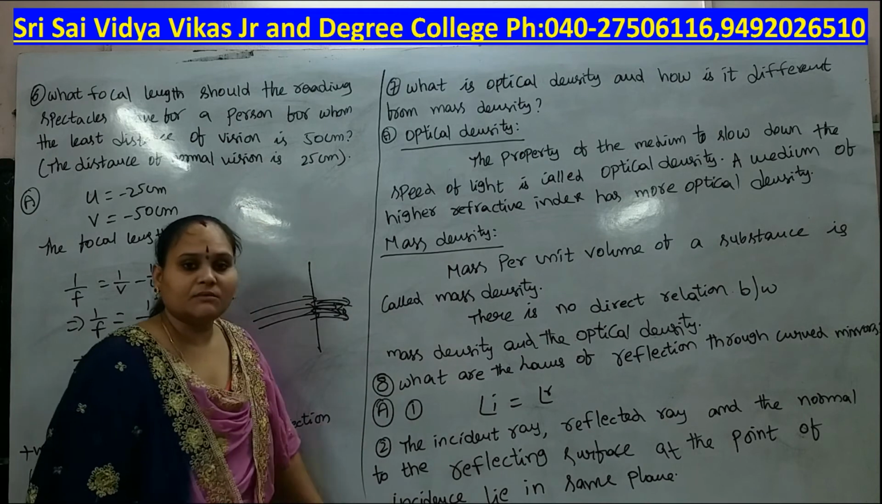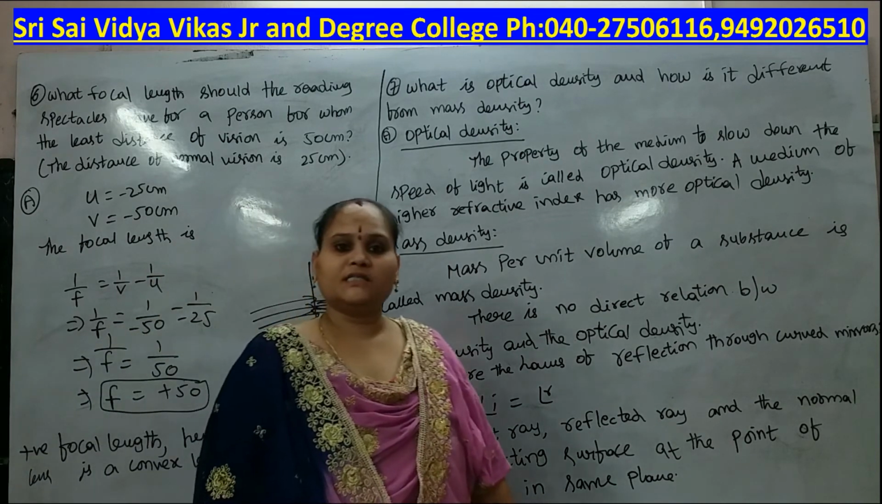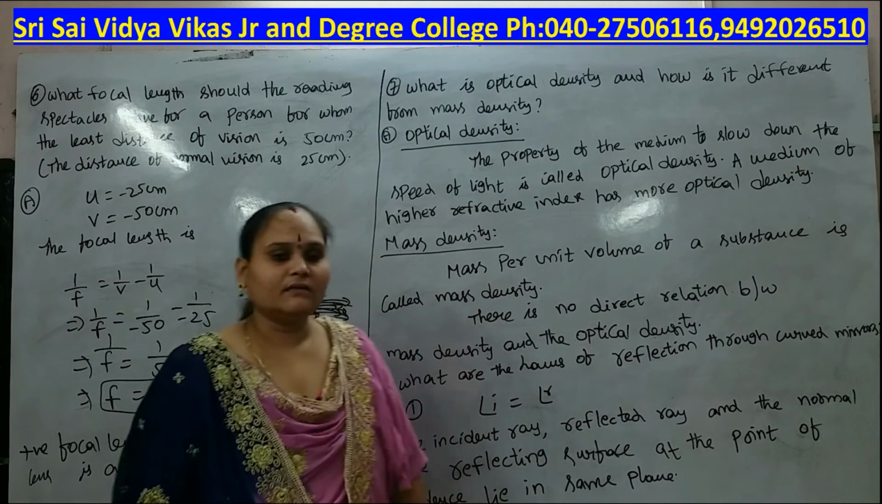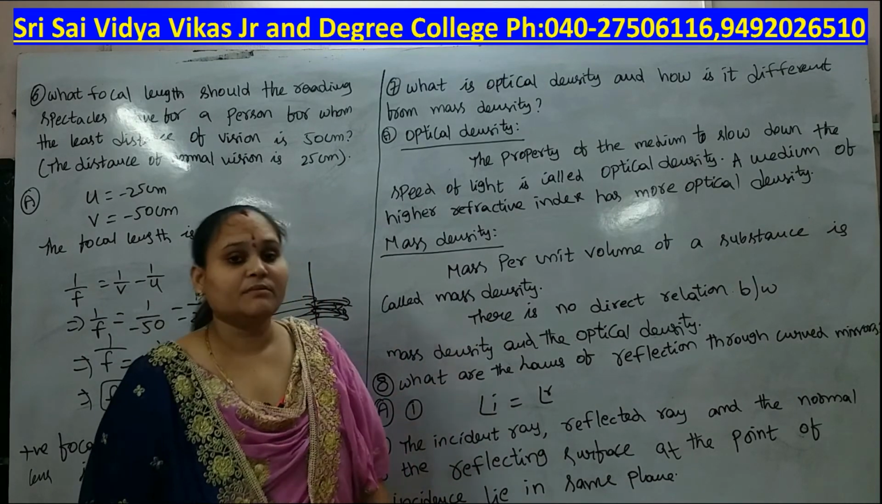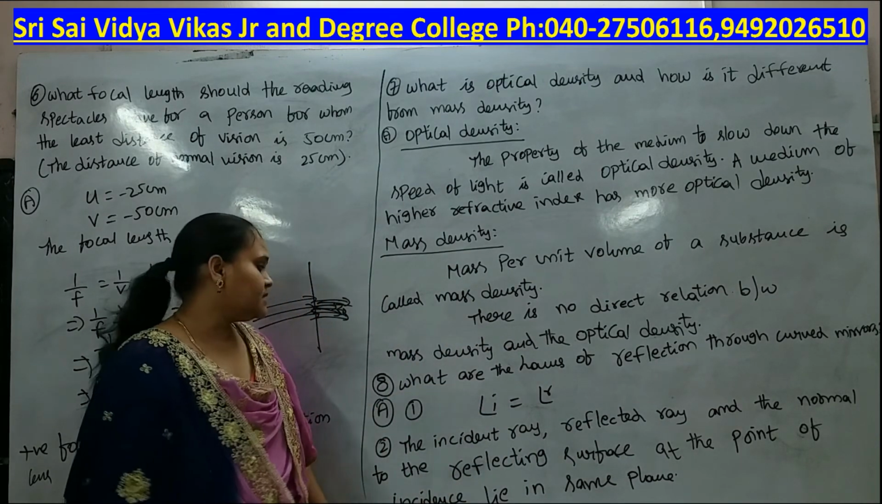Next, mass density. Mass per unit volume is called the mass density, but there is no direct relation between optical density and mass density.